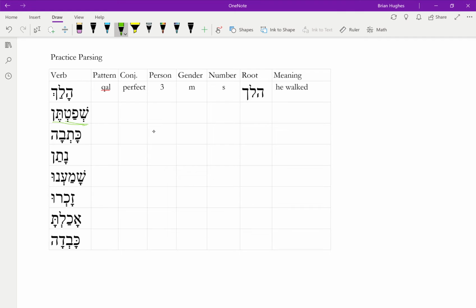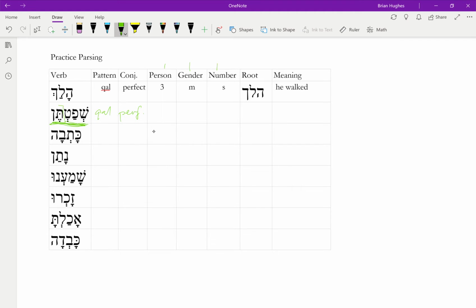So this is shafaten. It's a cal pattern. Right now that's really easy because you haven't learned any other patterns. Cal pattern. It's a perfect conjugation. It's really easy because you've only learned one conjugation. Now we get into what person, gender, and number this is. So who's the subject? Who is doing the judging, deciding, or punishing?